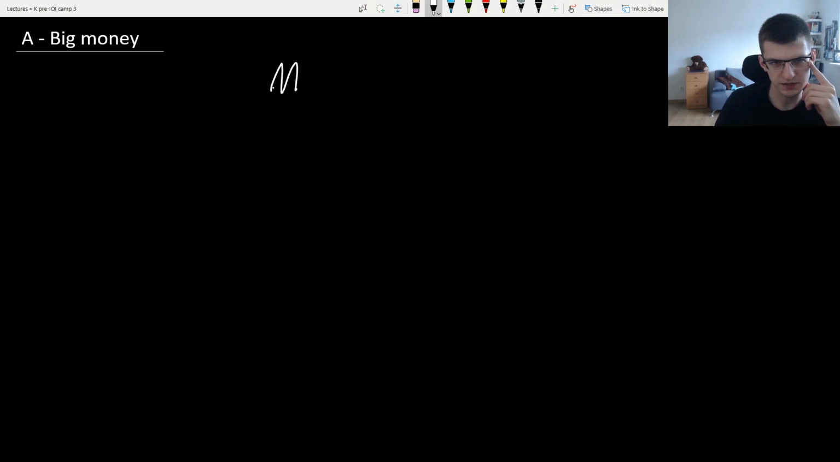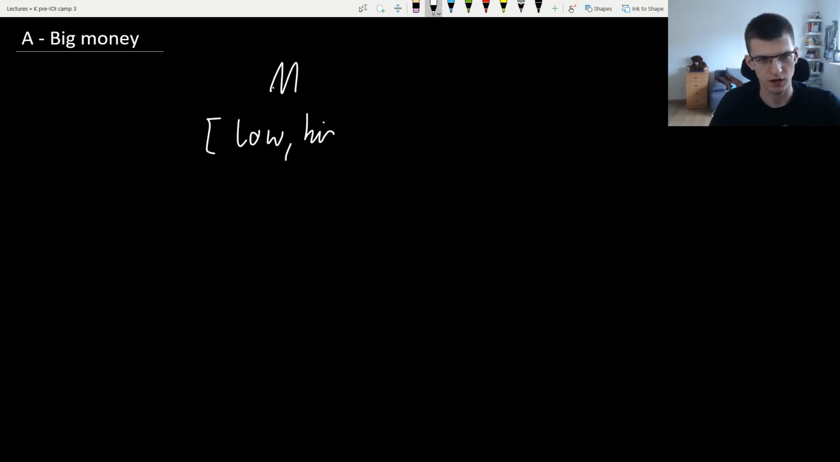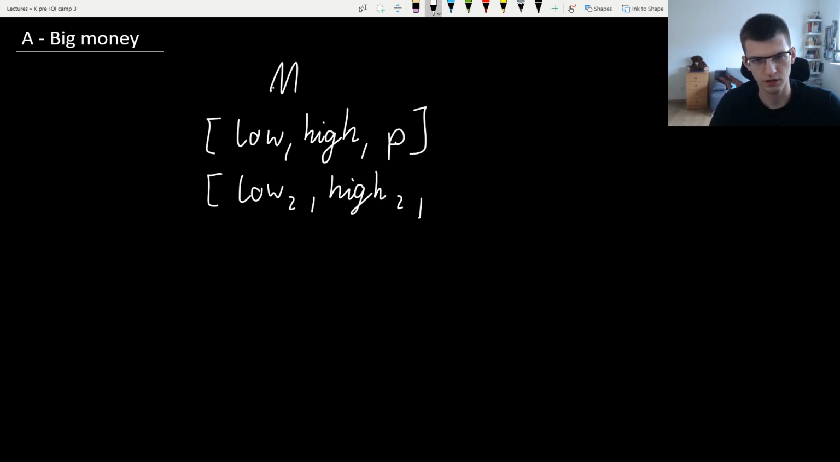We have some money, say M, and there are two options that we have, each described by L1, let's say low, high, and percent of what we gained from that investment. We can use this option by spending money between low and high and getting interest P back. And the second option as well: L2, H2, and P2.